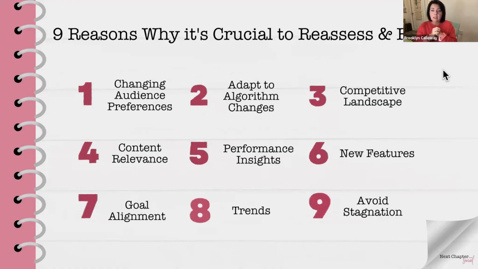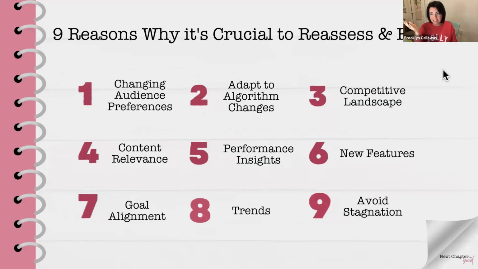You need to adapt to the new algorithm changes that happen all the time. I don't know if you've noticed, but the reach that we're getting on Next Chapter Social with our reels is teeny tiny compared to where we were in the very beginning. And that's because things have changed, or different, it requires a different approach, not necessarily harder.